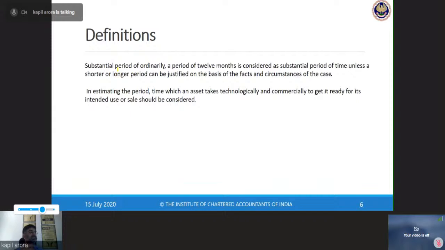Right? Because why are they saying not qualifying asset? Because they are doubtful what will happen if they have to add interest on those wines.